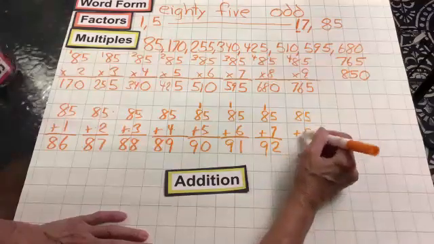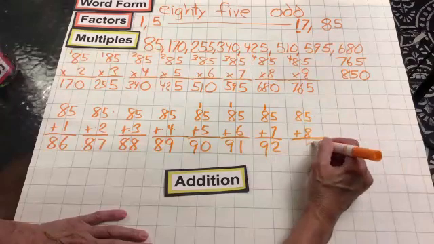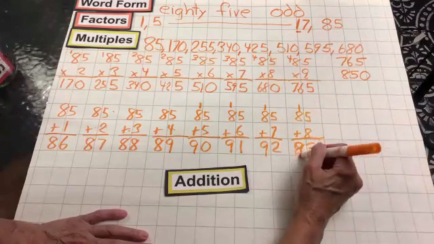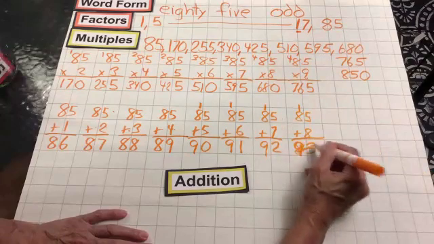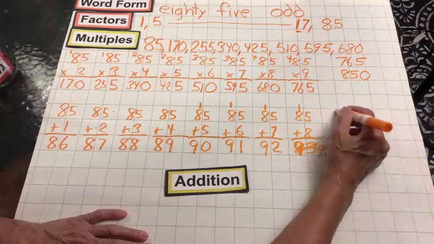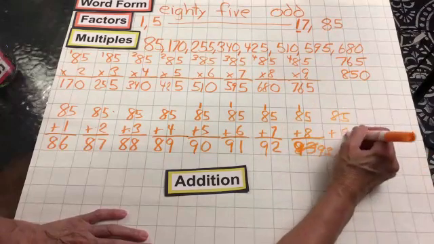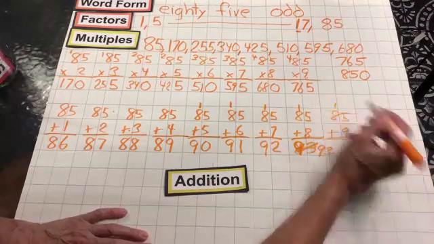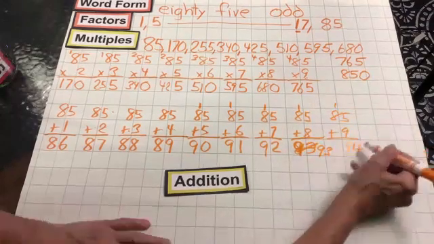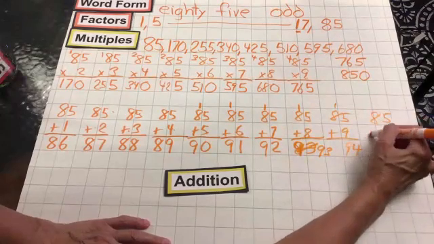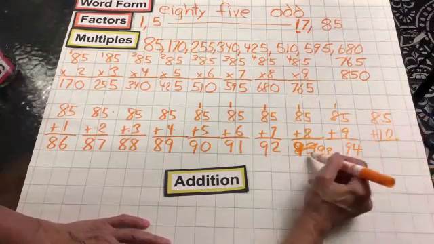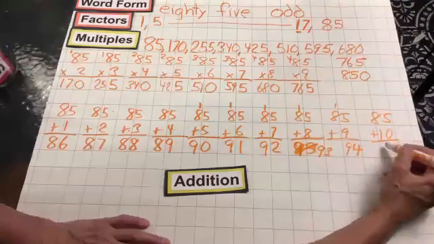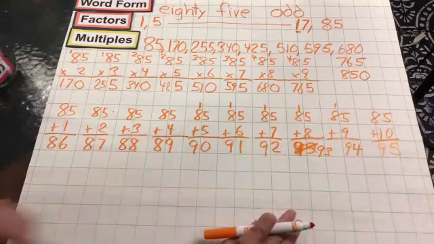85 plus 8. 5 plus 8 is 13. Drop the 3, carry the 1. 1 plus 8 is 9. Silly me. And 93. 85 plus 9. 5 plus 9 is 14. Drop the 4, carry the 1. 1 plus 8 is 9. And then 85 plus 10. A little messy over here, but I don't erase. 5 plus 0 is 5. 8 plus 1 is 9. And we're done with addition.